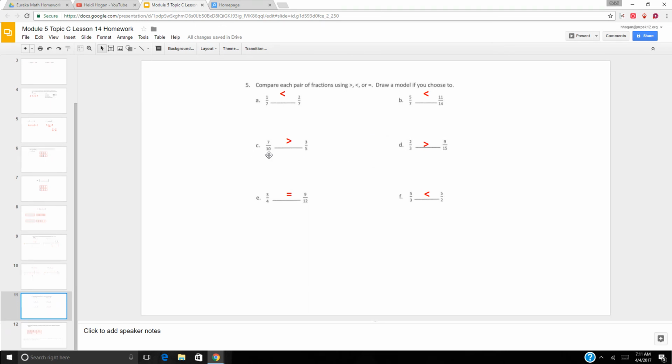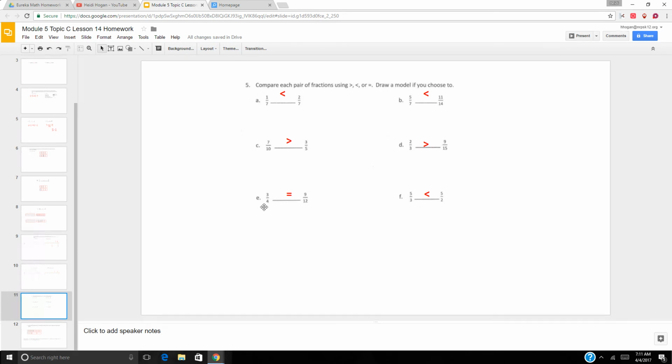I did the same thing here because I have tenths and fifths. I made this tenths. 5 times 2 is 10, so 3 times 2 is 6. 7 tenths is more than 6 tenths. Now you can write out the multiplication or you can do it in your head. It's up to you. I have 2/3 and 9/15. Well, I know that 3 times 5 is 15. 2 times 5 is 10, so this would be 10/15, which is more than 9/15.